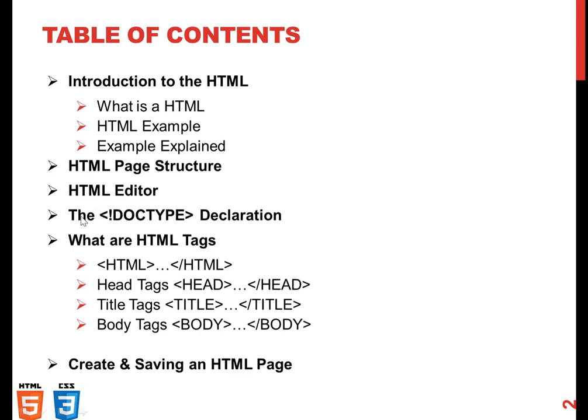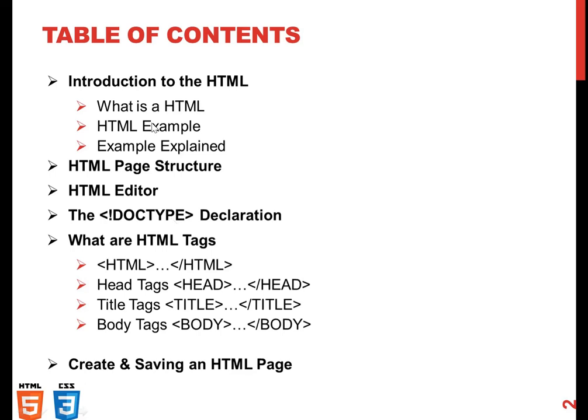So the DOCTYPE declaration is nothing but a declaration to tell the browser which version of HTML we are using. In our case, we're using HTML5, so this is the HTML5 declaration to the browser. This is very important that you type this in your HTML file. It will be the starting statement in your HTML document.